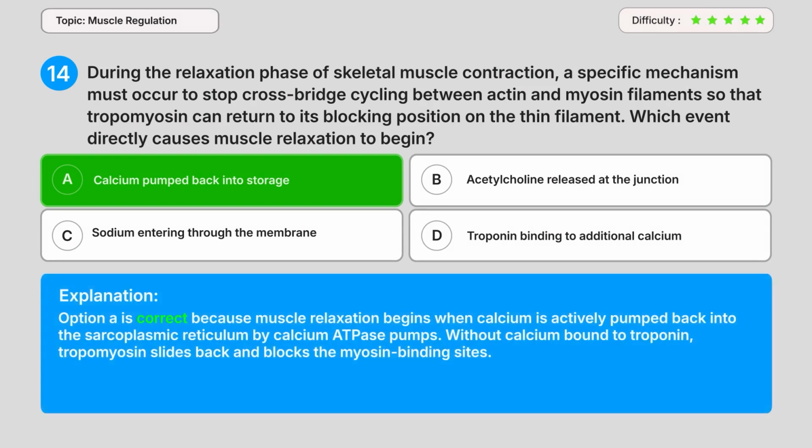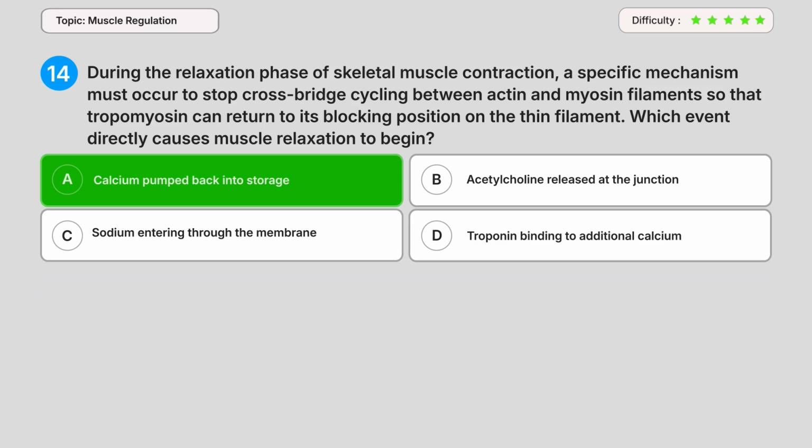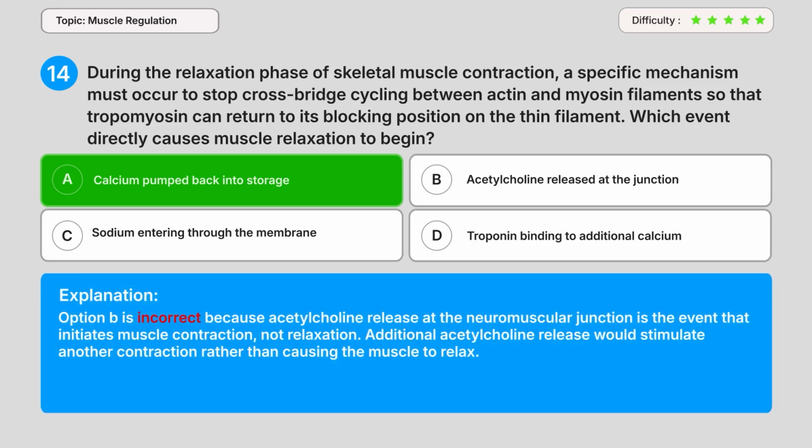Explanation: Option A is correct because muscle relaxation begins when calcium is actively pumped back into the sarcoplasmic reticulum by calcium ATPase pumps. Without calcium bound to troponin, tropomyosin slides back and blocks the myosin binding sites. Option B is incorrect because acetylcholine release at the neuromuscular junction is the event that initiates muscle contraction, not relaxation. Additional acetylcholine release would stimulate another contraction, rather than causing the muscle to relax.